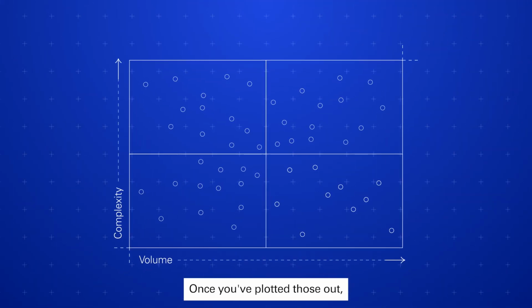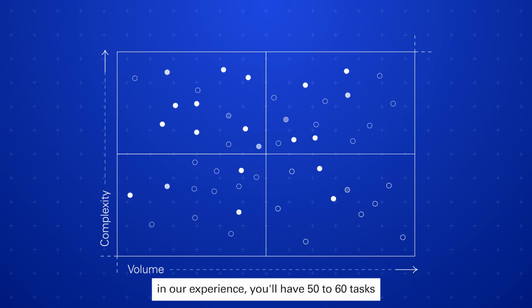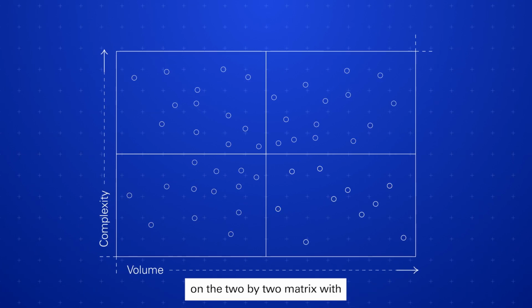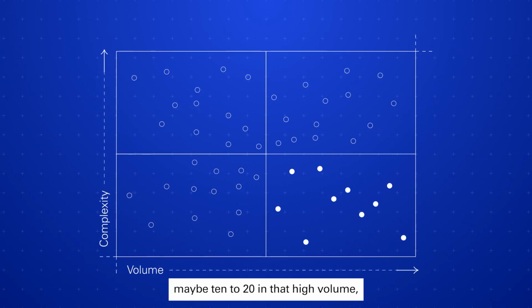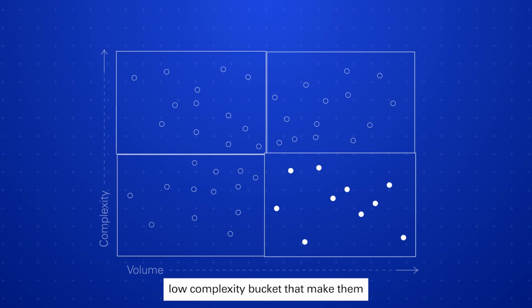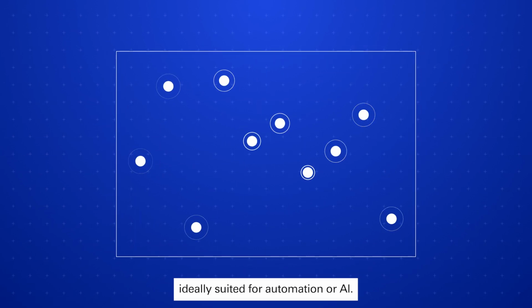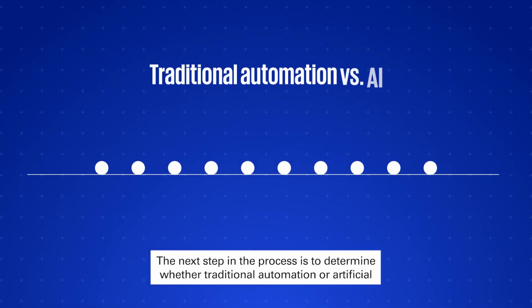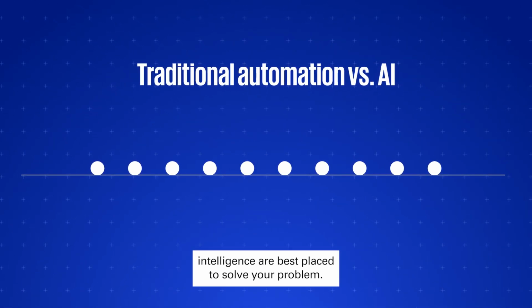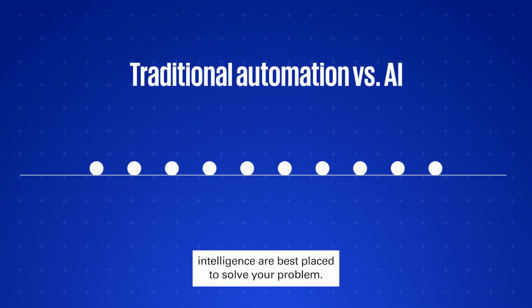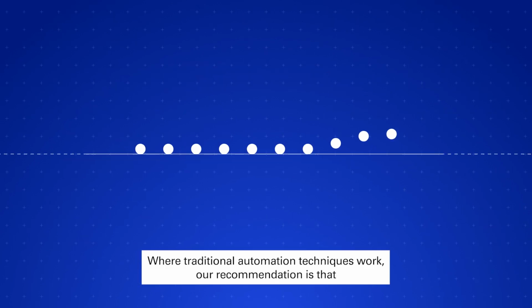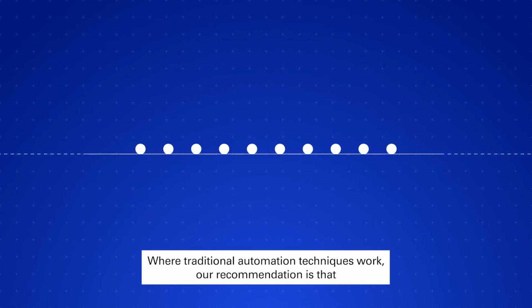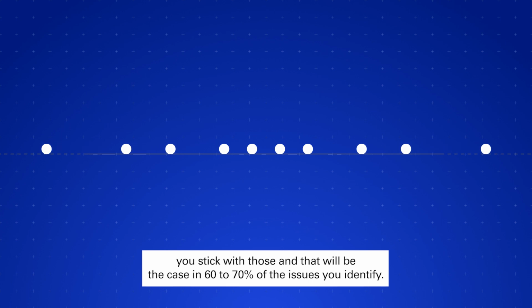Once you've plotted those out, in our experience, you'll have 50 to 60 tasks on the 2x2 matrix, with maybe 10 to 20 in that high volume, low complexity bucket that make them ideally suited for automation or AI. The next step in the process is to determine whether traditional automation or artificial intelligence are best placed to solve your problem. Where traditional automation techniques work, our recommendation is that you stick with those, and that will be the case in 60 to 70% of the issues you identify.